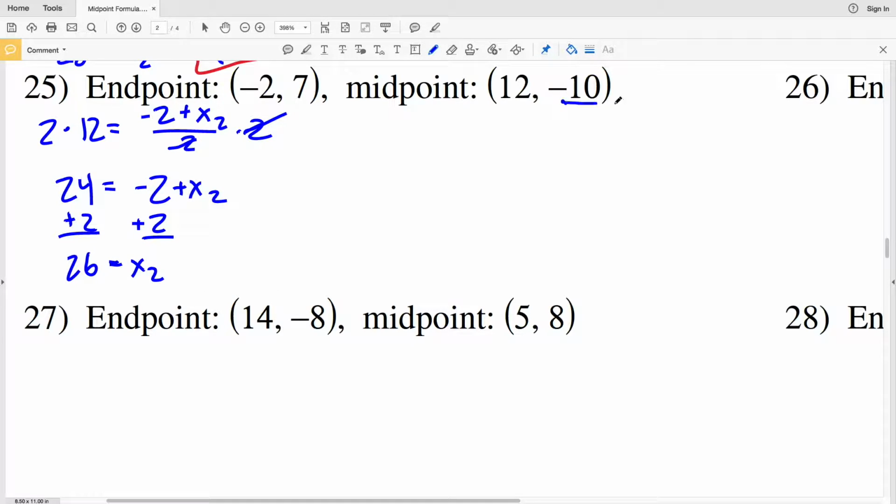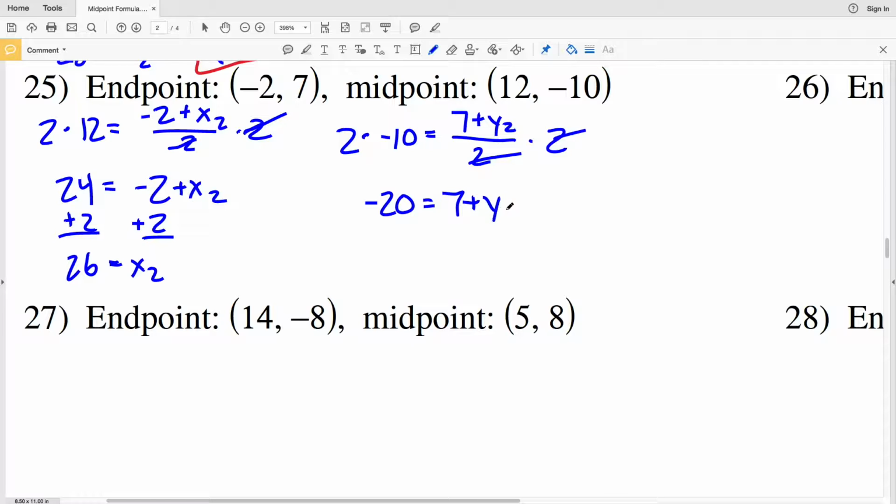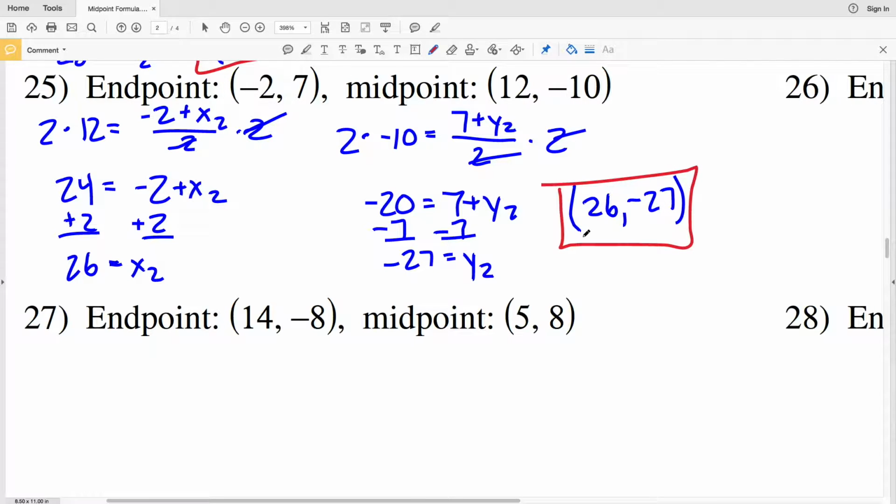Now for my y sub 2 value, y sub m is negative 10, so negative 10 is going to equal 7 plus y sub 2, since 7 is equal to y sub 1, and then I'm going to divide y sub 1 plus y sub 2 by 2. So multiplying both sides by 2, I'll cancel out that 2 in my denominator. 2 times negative 10 is negative 20, and negative 20 is equal to 7 plus y sub 2. So all I have left to do is subtract 7 to get that negative 27 is equal to y sub 2. So my coordinate is 26, negative 27 for the endpoint that's missing in number 25.